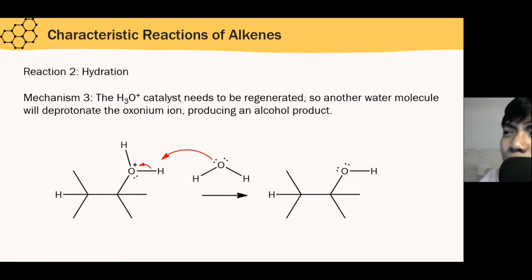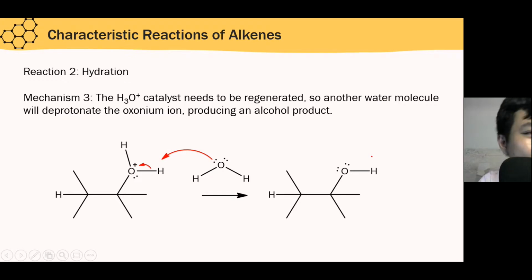So, basically, in order to regain the catalyst, meaning our water that was used, which comes from our solvent, it will take the hydrogen. So, the lone pair will get the hydrogen. And then this electron, it will give to oxygen. So, that results in our alcohol.